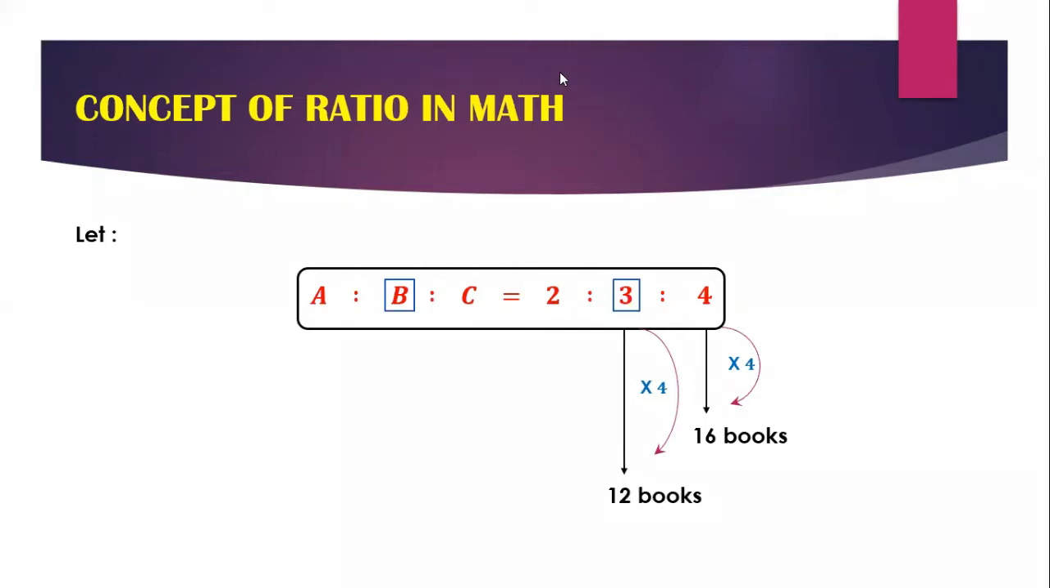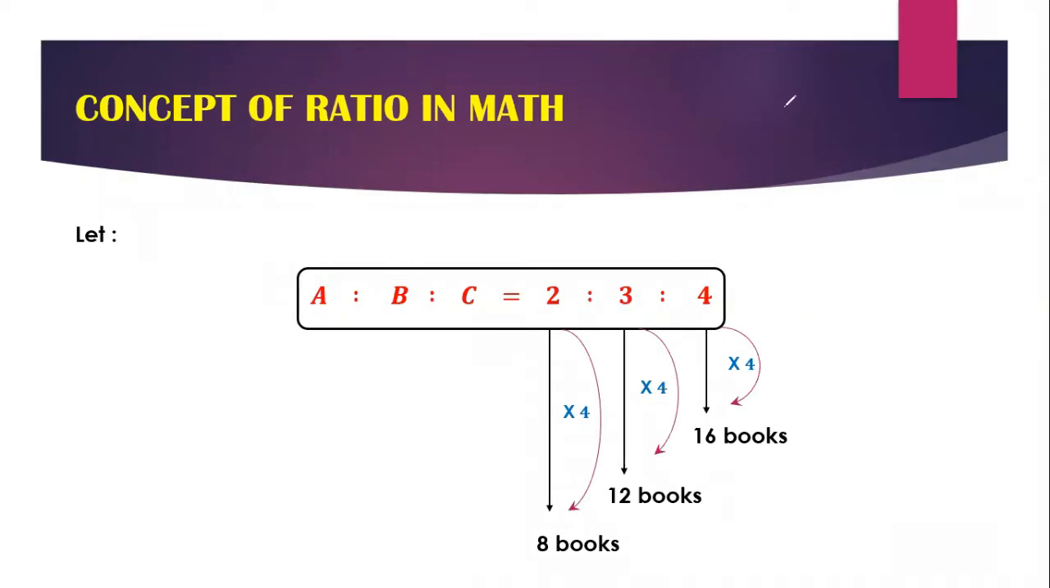Right? And now we go to A. For the ratio of A, we know the ratio of A is 2. Right? With the same way, we have to times 2 by 4. Automatically, we'll find 8 books. Is it clear, everyone?